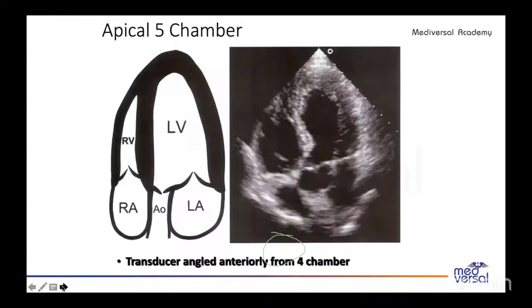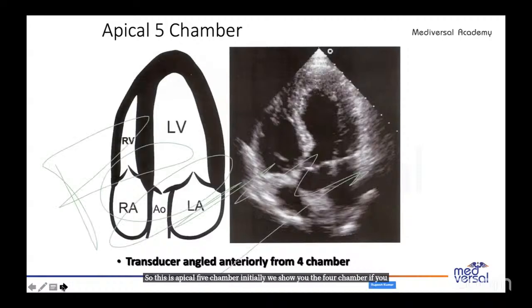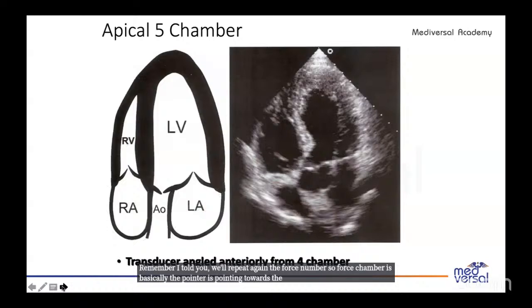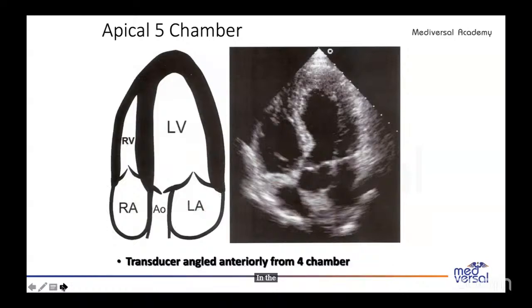So this is apical five chamber. Initially, we show you the four chamber. If you remember, I told you, we'll repeat again the four chamber. So four chamber is basically the pointer is pointing towards the left shoulder of the patient, but in the transducer below the left nipple of the patient. Here, you can see the four chamber initially LA, LV, RA, RV.